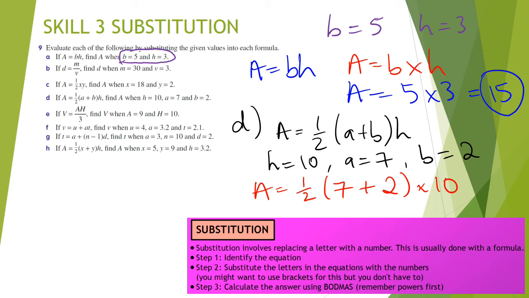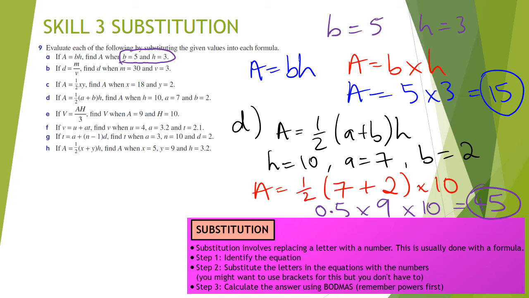When we go to add that up, you can put that in the calculator. If we work it out, we've got a half, which you can also write as 0.5, times 9, because 7 plus 2 is 9, times 10. That'll give us an answer of 45 for our final answer.